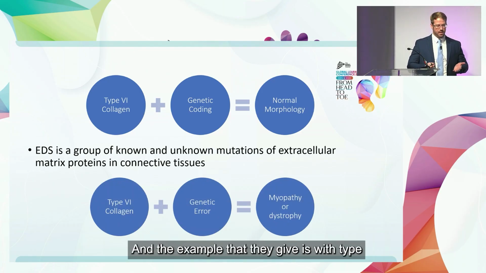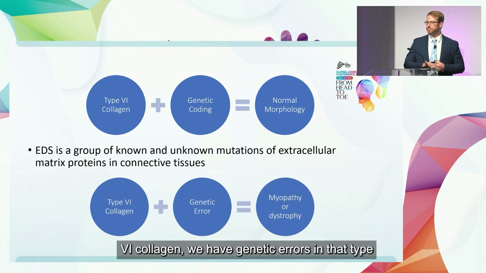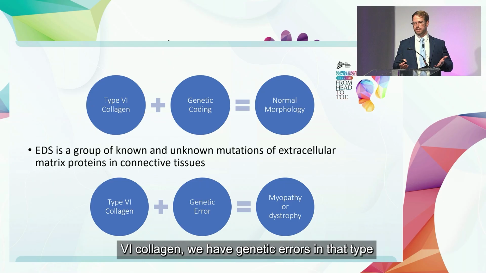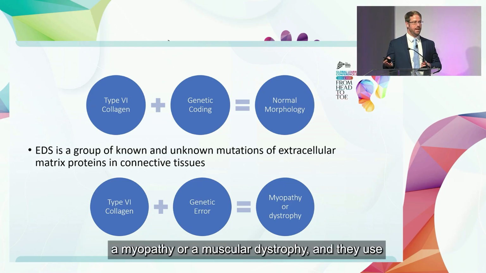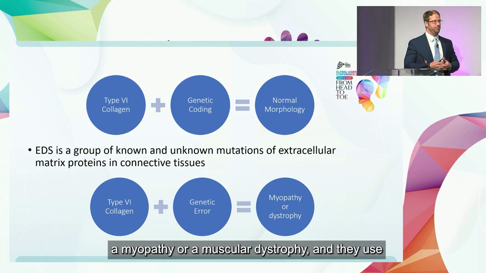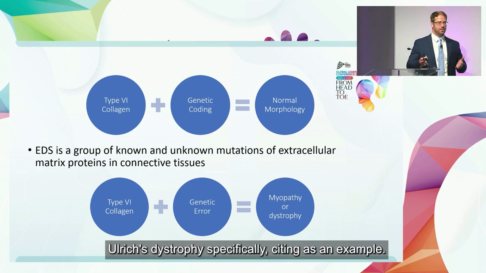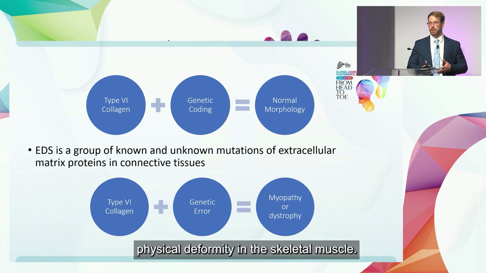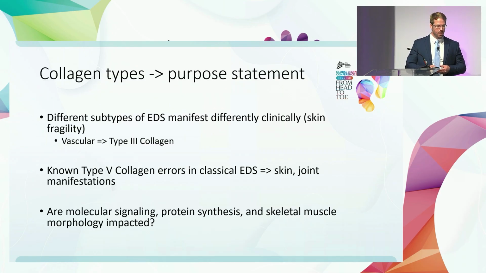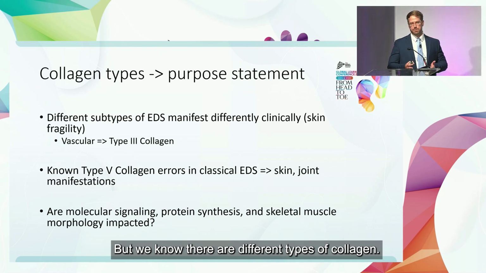The example that they give is type 6 collagen. We have genetic errors in that type 6 collagen that can manifest itself in patients as a myopathy or a muscular dystrophy, and they cite Ullrich's dystrophy specifically as an example. And so with that, you have a physical deformity in the skeletal muscle. But we know there are different types of collagen.